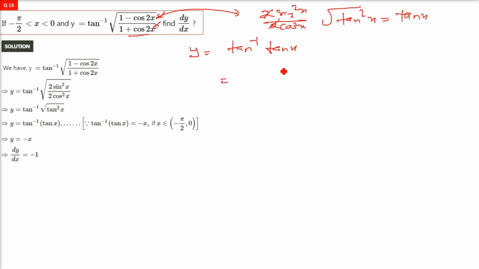Now tan inverse and tan you can cancel, if x is between minus pi by 2 and 0. In trigonometric equations we have seen that when the value is between minus pi by 2 and 0, it's not going to be x, it is going to be minus x. So dy by dx of minus x is what? Minus 1. This is your answer. dy by dx is minus 1.